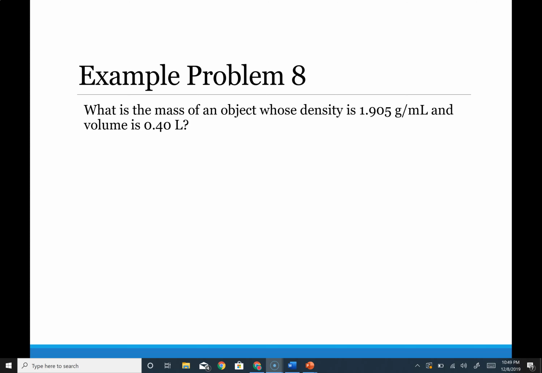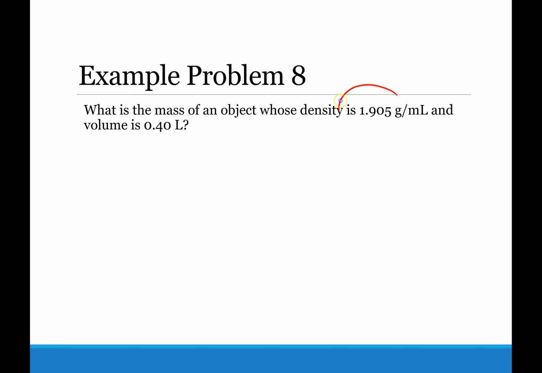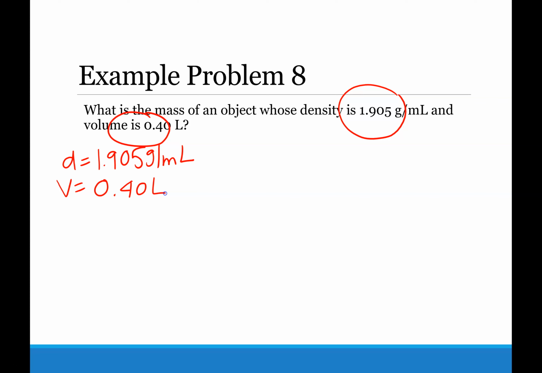Example problem 8 reads, what is the mass of an object whose density is 1.905 grams per milliliter and volume is 0.40 liters? The problem tells us that we have a density of 1.905 grams per milliliter and that we have a volume of 0.40 liters. It's asking us for the mass, which we know is measured in units of grams.